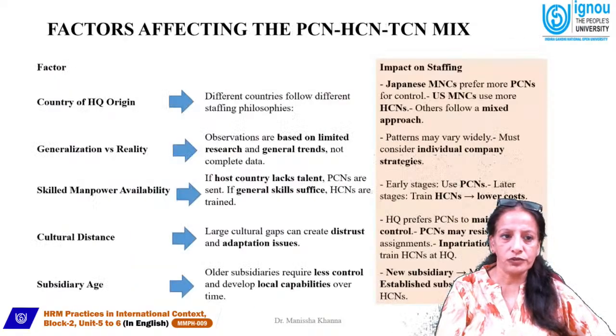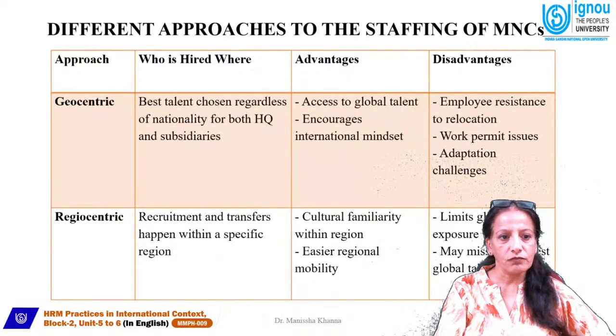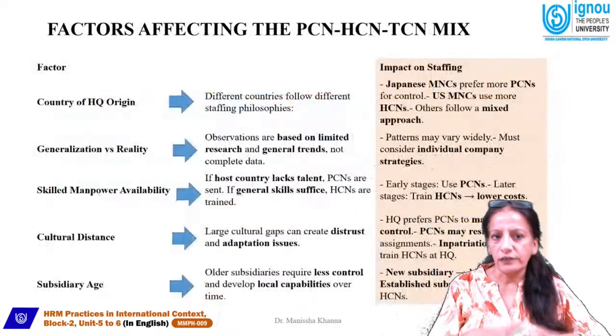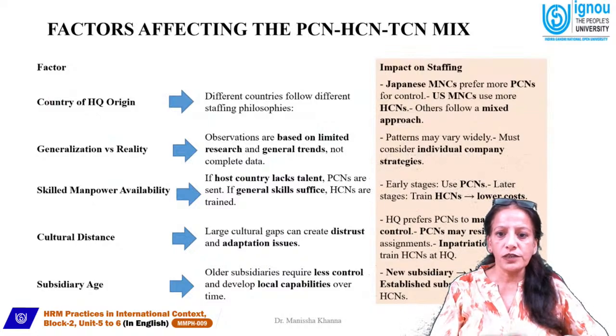So these are a few approaches: ethnocentric, polycentric, geocentric, and regiocentric. There are certain factors which also affect the PCN, HCN, TCN mix. First is the country of headquarter origin. Different countries follow different staffing policies. Generalization versus reality: observations are based on limited research and journal trends, not complete data. So there is very limited research, very limited observations.